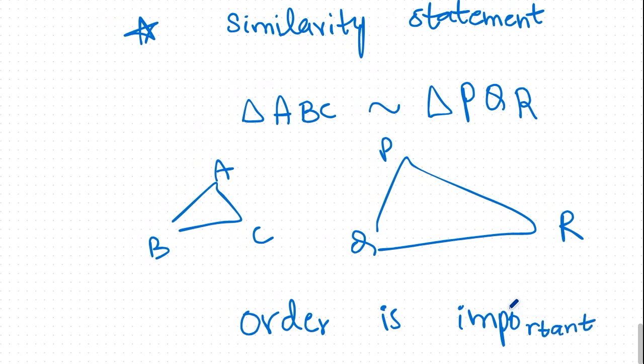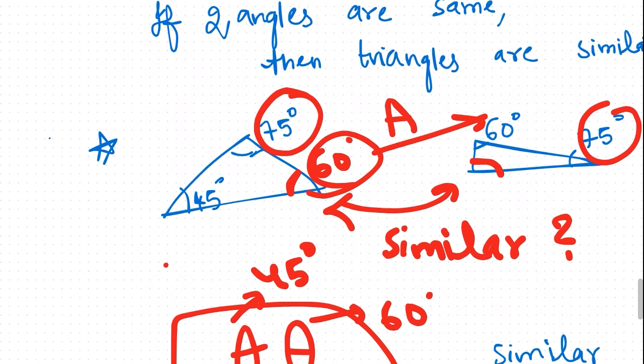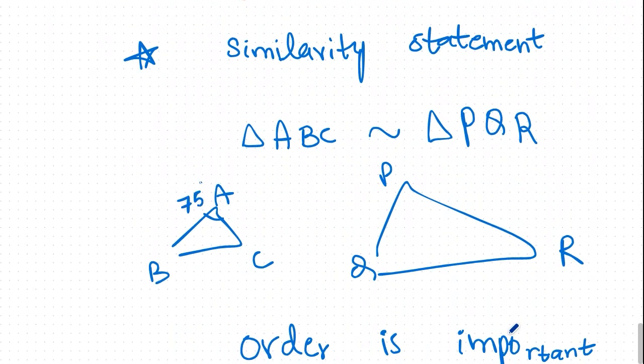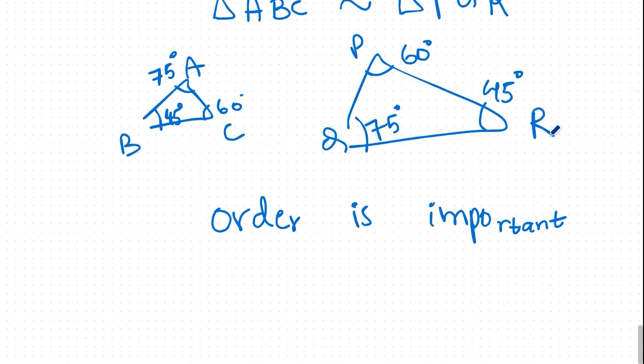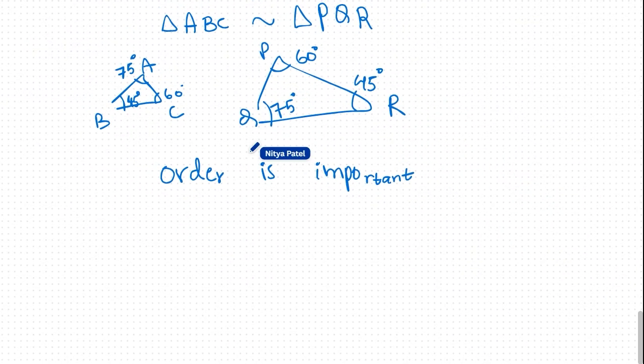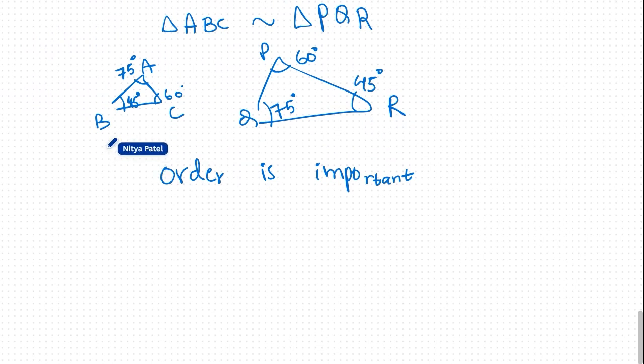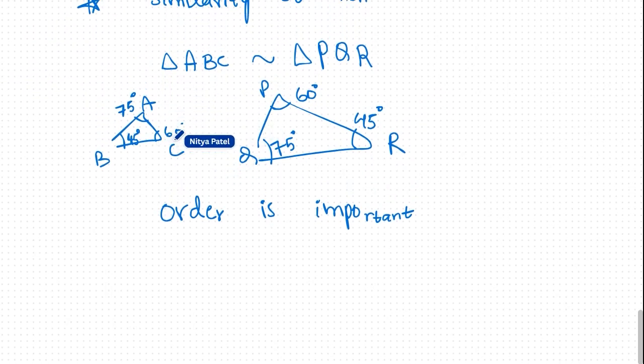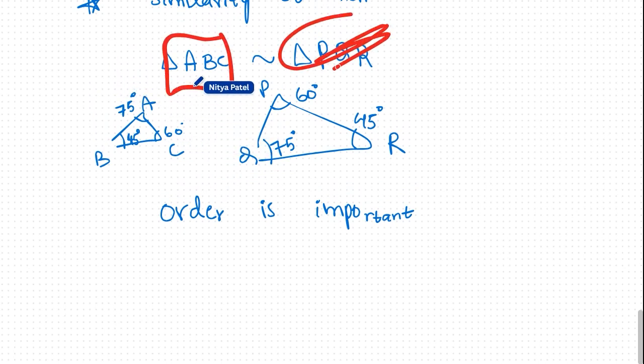So let's consider the previous example. What was that? 75, 45, 60. Let's say this is 75, this is 45, this is 60. Let's say this is 45, this is 75, and this is 60. Try: what would be the similarity statement for the first one? Does it go from lowest to highest? Well, there is no particular order. It's just that if you write something, the other side should match it.